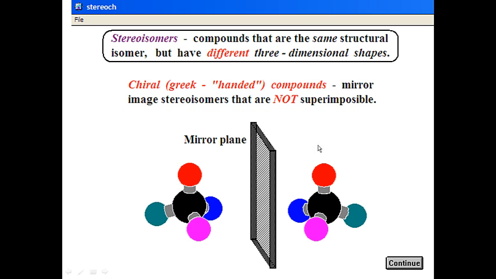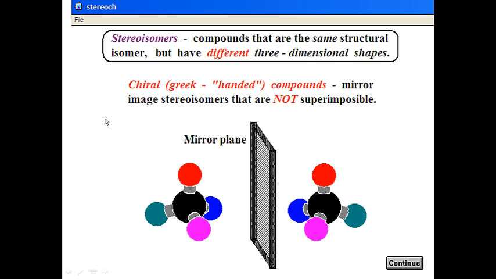Now we're going to add a third type of stereoisomer, which is incredibly subtle. And that is what is called chiral molecules. Chiral comes from Greek, which means handed. And chiral molecules basically mean that we have mirror image stereoisomers, and they're not superimposable. So we're going to have two molecules that are the same structural isomer. They have the same atoms bonded to each other, but they're going to be mirror images of each other, and those two mirror images cannot be superimposed.